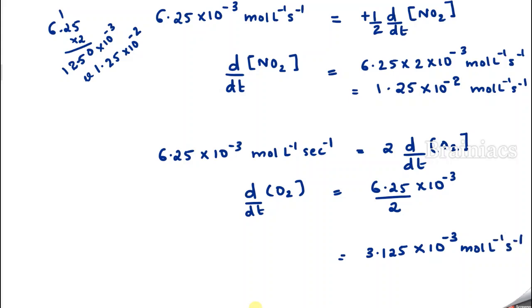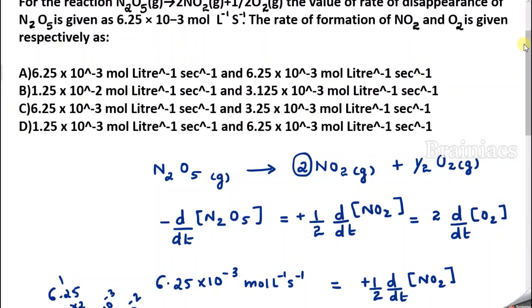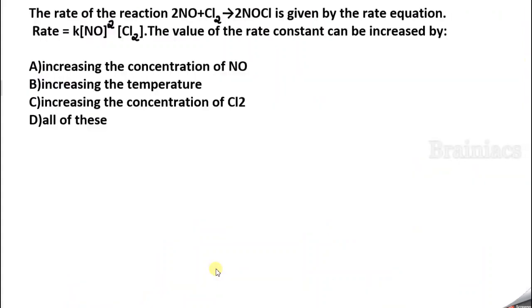Let me see whether this answer is there. The rate of formation of O2 I have identified, and the rate of formation of NO2 also I have identified. So let's see whether these are present in the options. Yes, 1.25 into 10 power minus 2 is present, that is the rate of formation of NO2, and 3.125 into 10 power minus 3 is also present. So option B looks like the correct answer. Understood? This is an easy question.